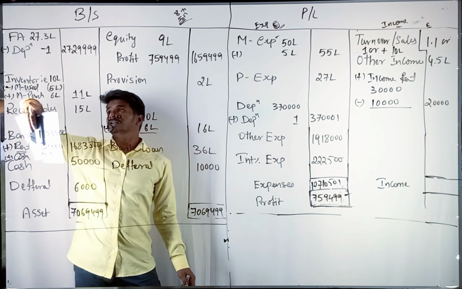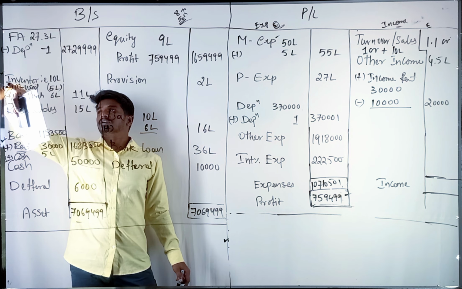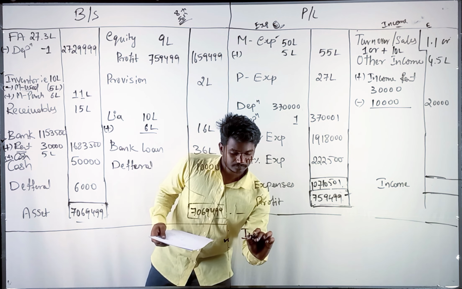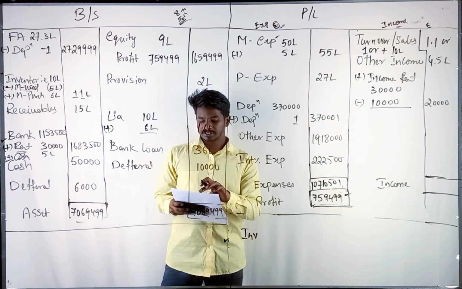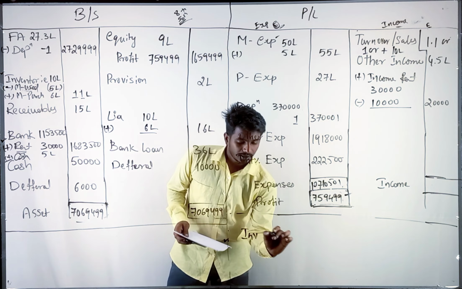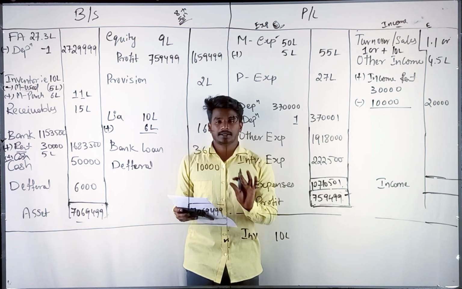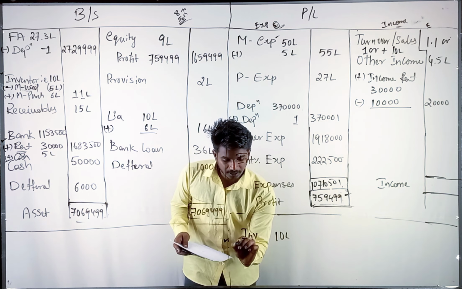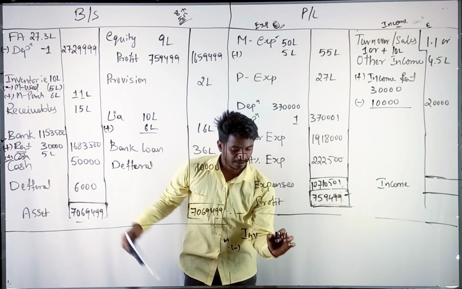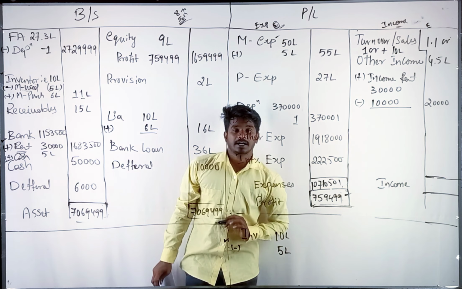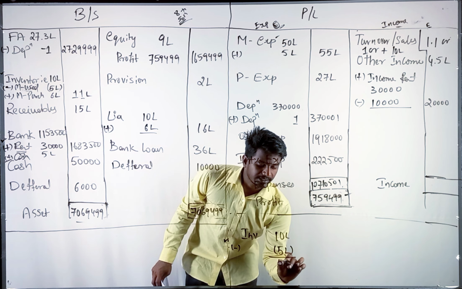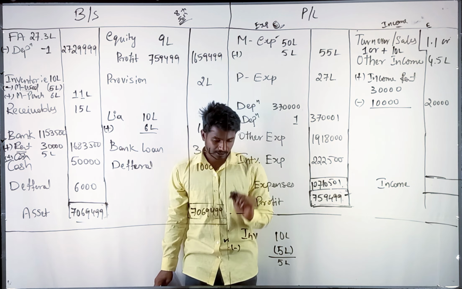Previously, whatever the material inventory was, it was 10 lakh rupees. Is that correct? There, the question is about the material, so we should see the inventory. Inventory was 10 lakh rupees, right? Then we have used some material for 5 lakh. Yes, we have used. The remaining balance is 5 lakh, correct?